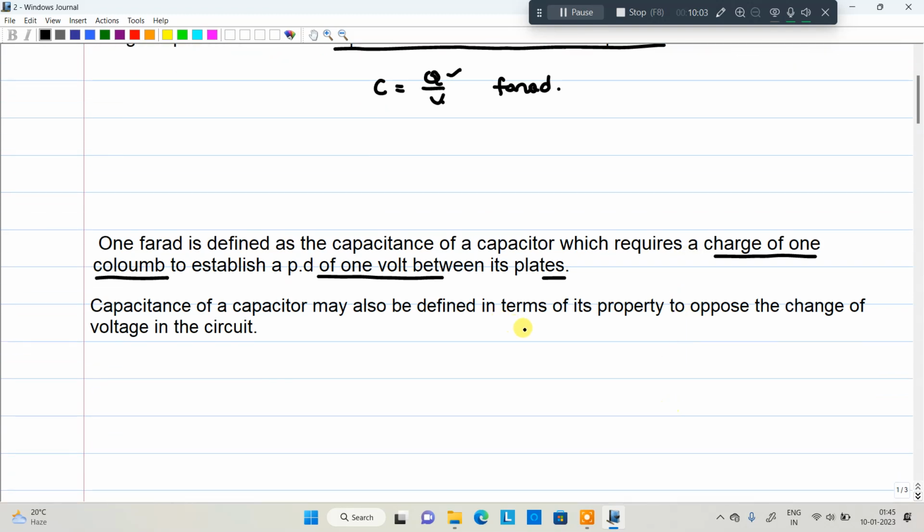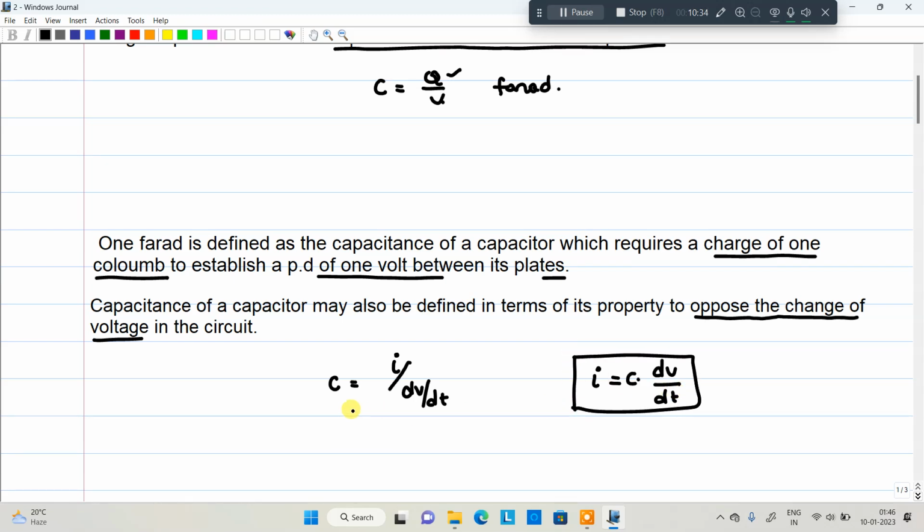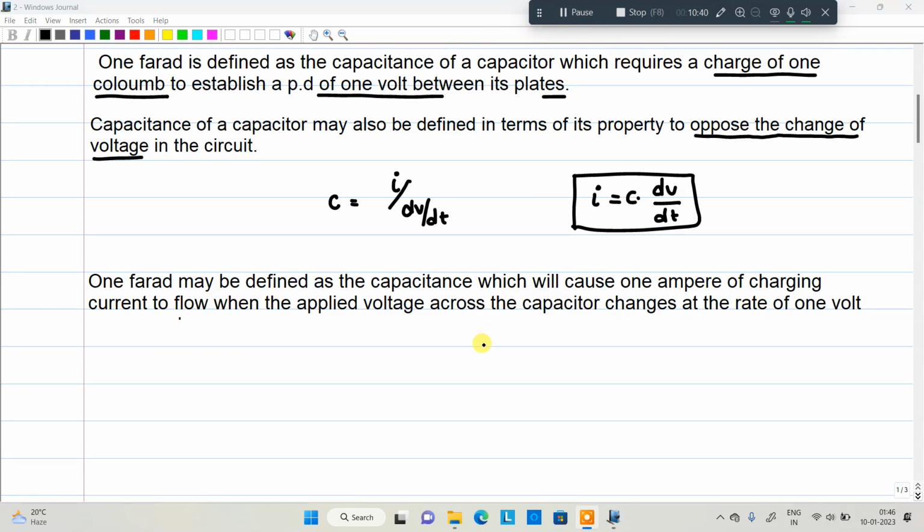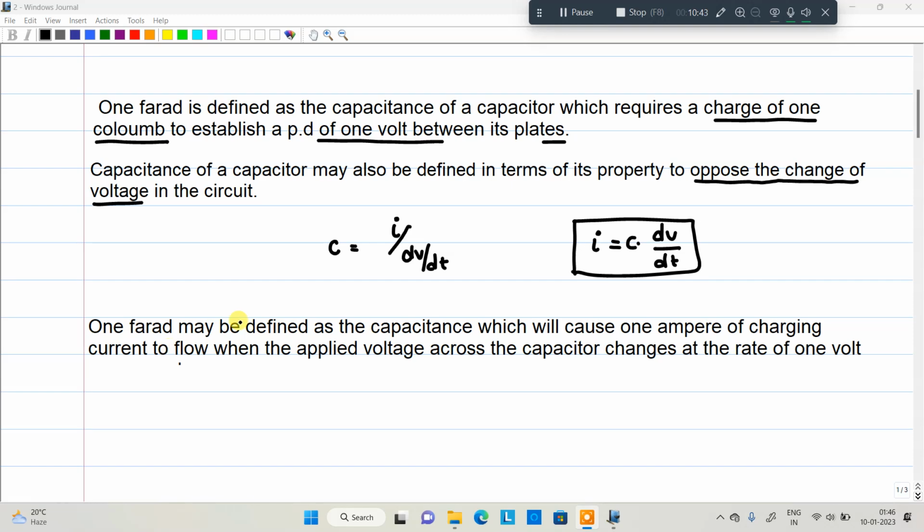Capacitor may also be defined, very very important, as a property to oppose the change of voltage in the circuit. A capacitor opposes a change of voltage in the circuit. From that, C is equal to I divided by dV by dt. How did you get this formula? I is equal to C into dV by dt. This is the basic formula. From that, the capacitance C is equal to I divided by dV by dt.